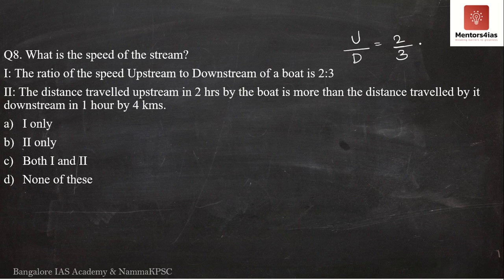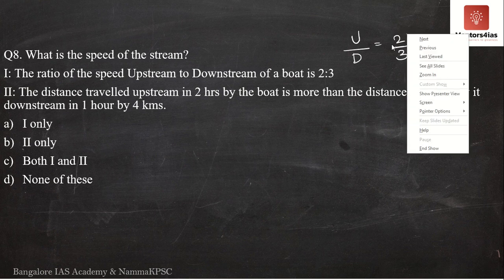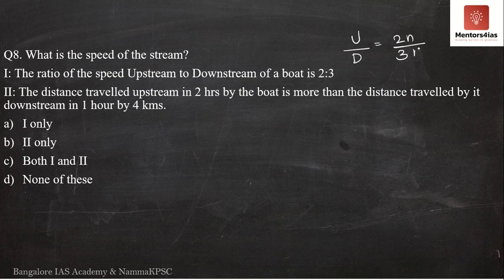Let me assume that the upstream and downstream speeds themselves be 2n and 3n. Now I don't know the exact value, but I'm saying let the upstream speed be 2n and the downstream speed be 3n. So therefore we are cancelling n and n, and hence we get the ratio of upstream and downstream speed to be 2:3. Therefore upstream speed is 2n kilometers per hour, downstream speed is 3n kilometers per hour. So this is based on our assumption.